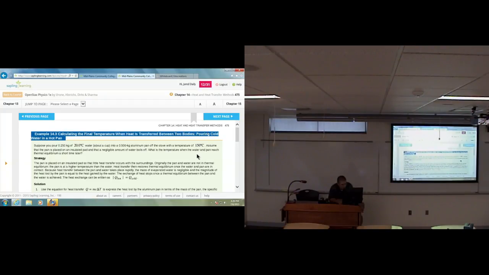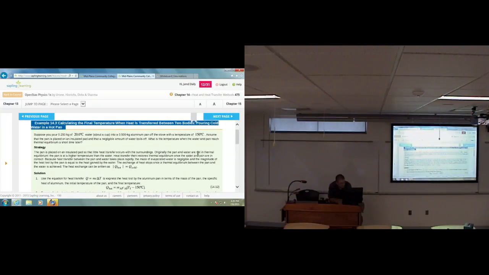Final temperature when heat is transferred between two bodies. So pouring cold water into a hot pan. They're pouring 0.25 kilograms of 20-degree water into a 5-kilogram aluminum pan with 150 degrees Celsius temperature. And essentially what you're going to do here is you're going to say, well, the heat that leaves the hot one has to equal the heat that enters the cold one, right? The heat leaving the hot thing has to equal the heat entering the cold thing, as long as your system is isolated or insulated from surroundings, right?